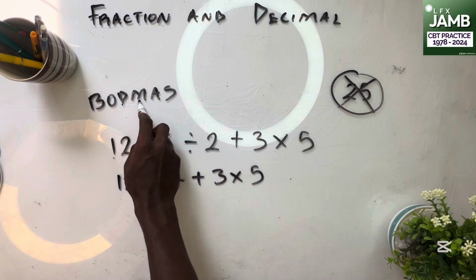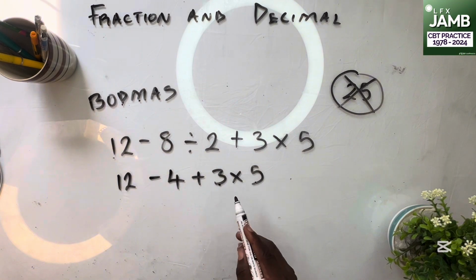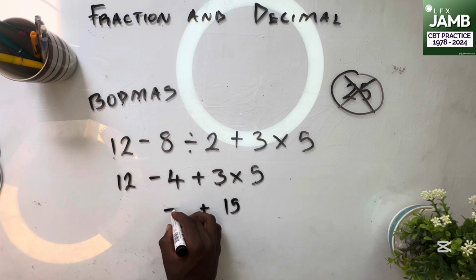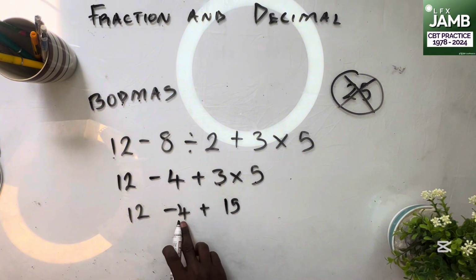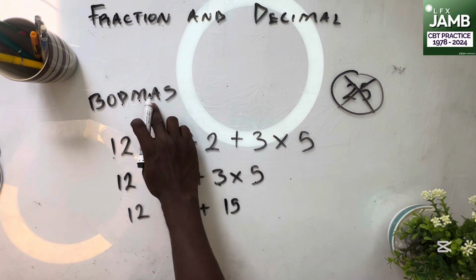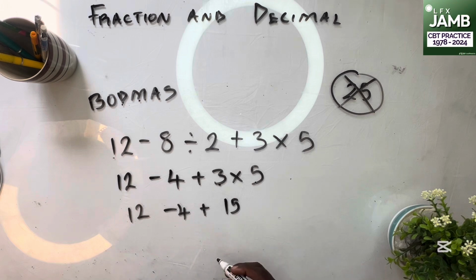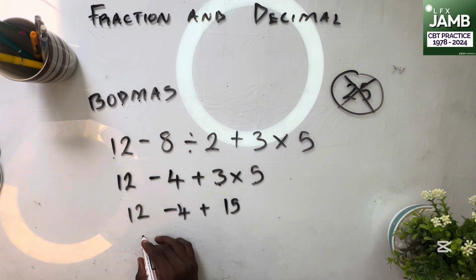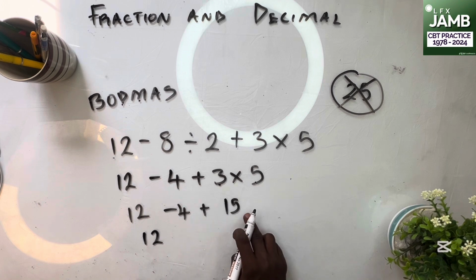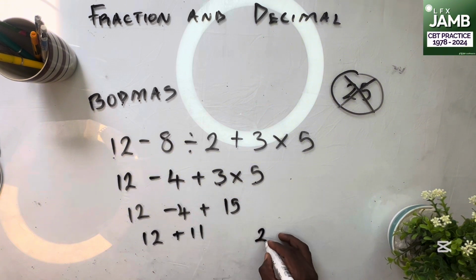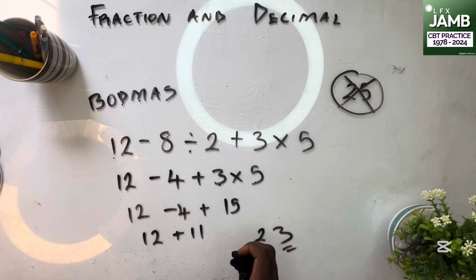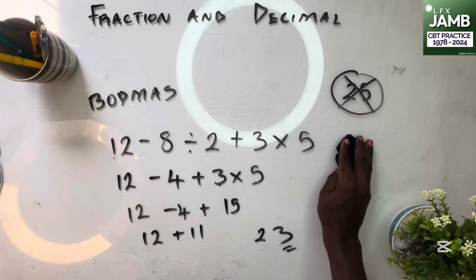The next thing BODMAS said we should do is to multiply. So we have 3 times 5 here, giving us 15, plus minus 4, 12. And the next thing BODMAS said we should do is add. So we can take the addition and subtraction operation at the same time, but let's follow the rule. So we're having 12 minus 4 plus 15 will give us 11, that's plus 11. And 12 plus 11 is 23. See that? So when you follow BODMAS, you accurately get the answer, not 25.